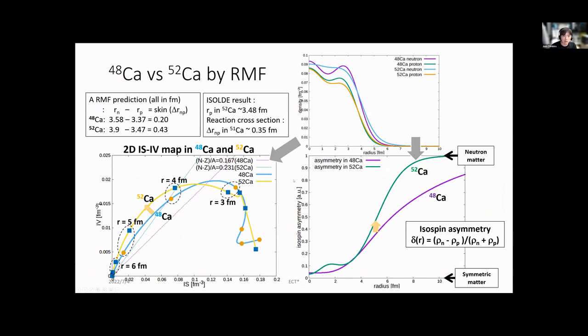This is a little bit detailed, but here I show the case of calcium-52, what we can see from the density information. This is just a relativistic mean field calculation of calcium-48 and calcium-52. It's difficult to see the difference between these two in this plot, but if we plot the isoscalar and isovector map, we can see the difference between calcium-48 and calcium-52.